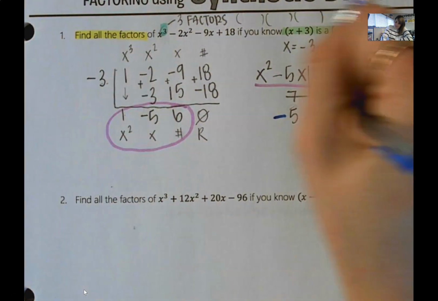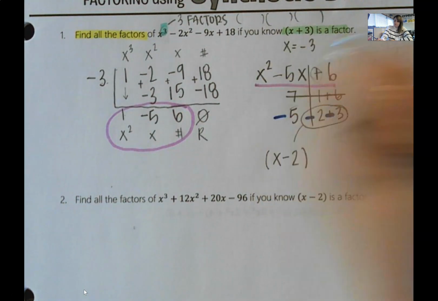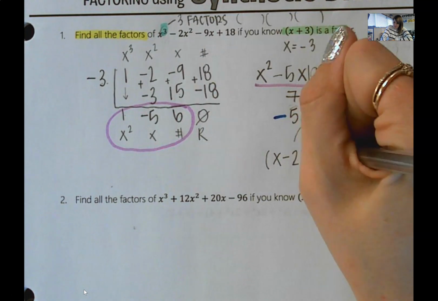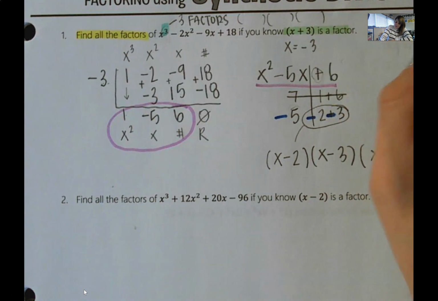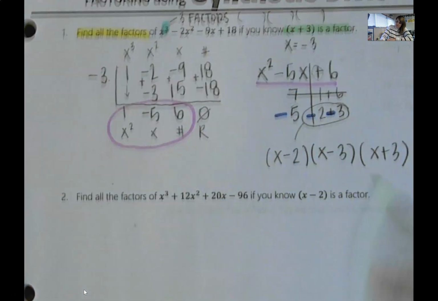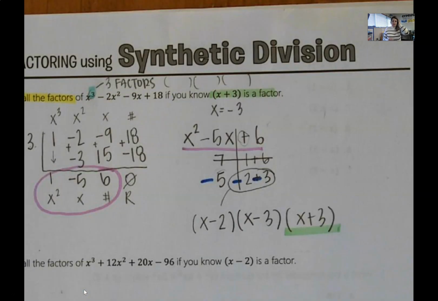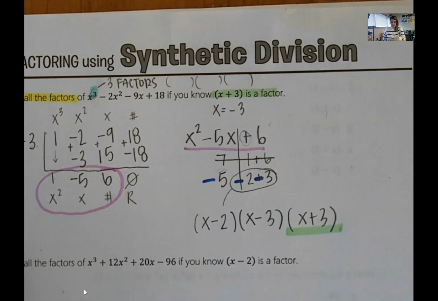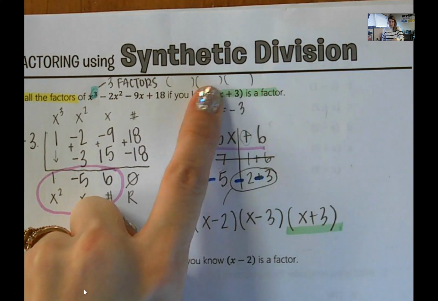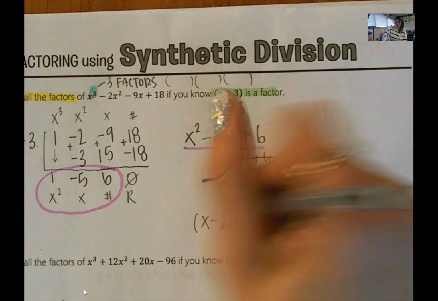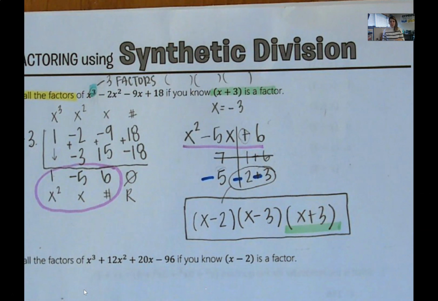So from this, we get that our factors are x minus 2, x minus 3, and x plus 3. You don't want to forget the factor that they gave you in the beginning. So this says find all of the factors. And remember, before we started, I said by the time we get done, you find 3 binomials. That's exactly what we have down here. 3 binomials.